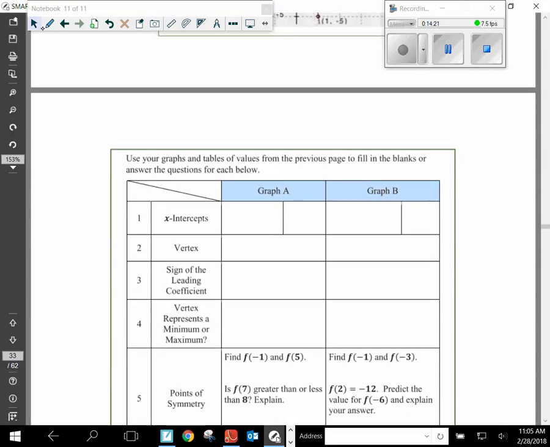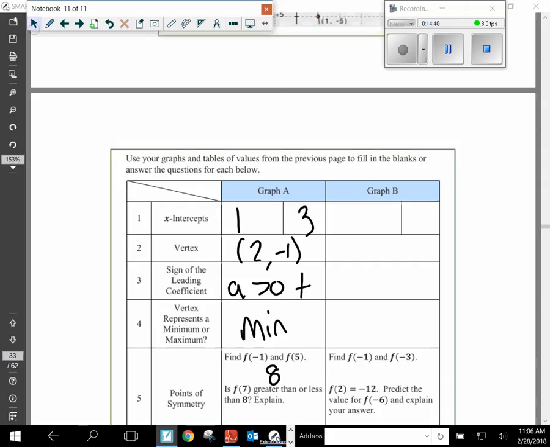All right, so you should have had x-intercepts of 1 and 3. The vertex is (2, -1). Please put parentheses around it. The leading coefficient must be positive, so A is greater than 0. The vertex is a min. It's a low point. Because of symmetry, these both have 8 as f of -1 and f of 5. Their y-coordinate is 8. And then is f of 7 greater or less than 8? It must be greater.